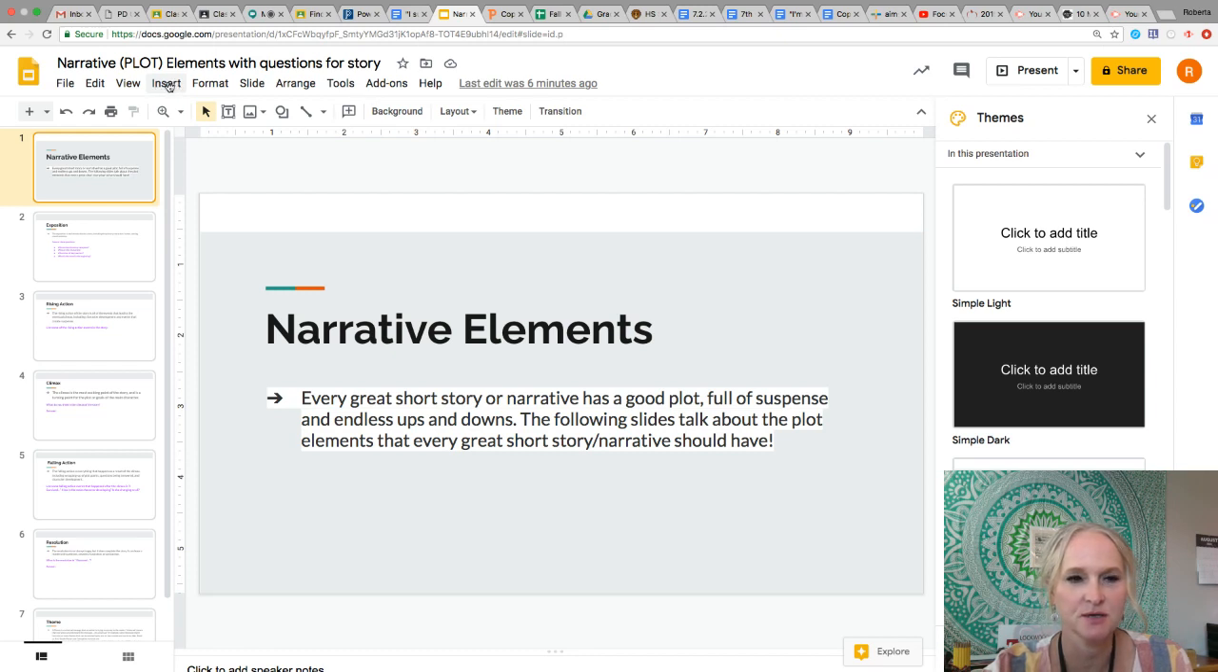Hello again, students. This week we're going to be talking about plot elements of a story, and I'm calling it narrative elements because we are going to be writing our narratives. I want you to be able to think about these elements not only in the plot of a short story or literature, but when we get to the point where you're writing your own narratives, I want you to incorporate these elements the best you can.